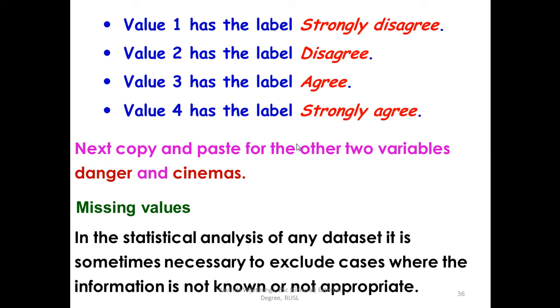In the statistical analysis of any data set, it is sometimes necessary to exclude the cases where information is not known or not appropriate, right? If there is not sufficient information, sometimes we have to remove the data. But if the collected data is not enough, we can't remove each and everything. Some questions are answered by some people, and other questions are answered by another set of people. In those cases we can't reject the answers.